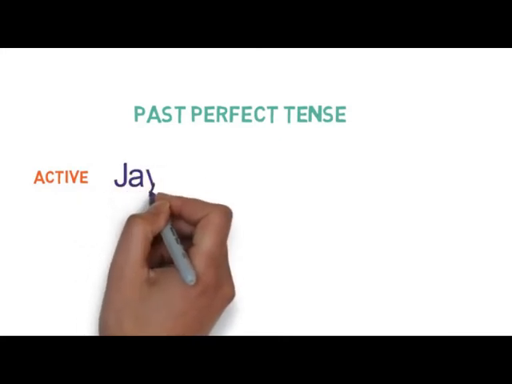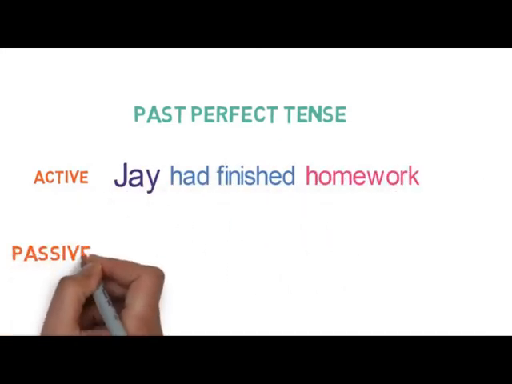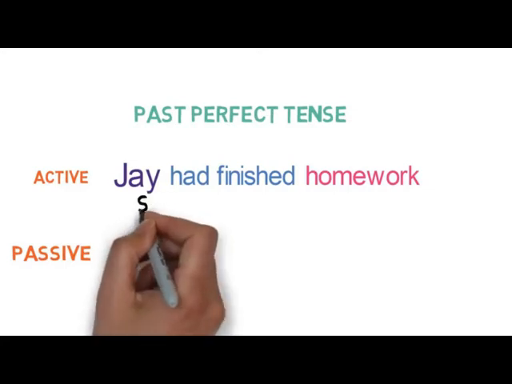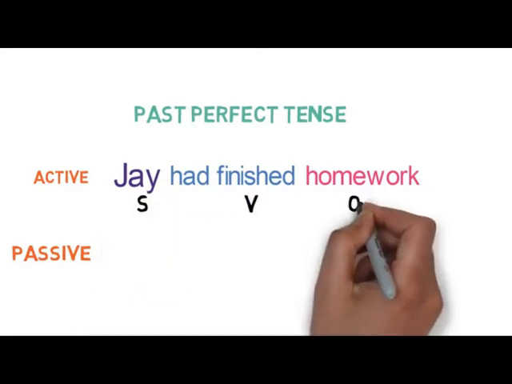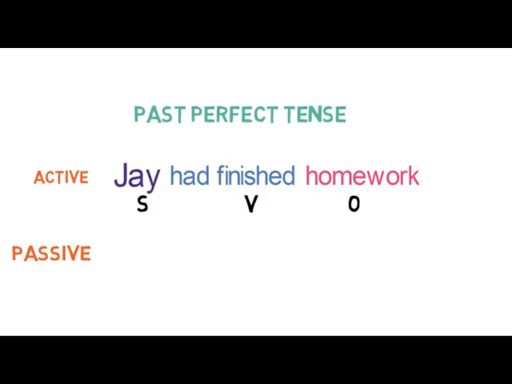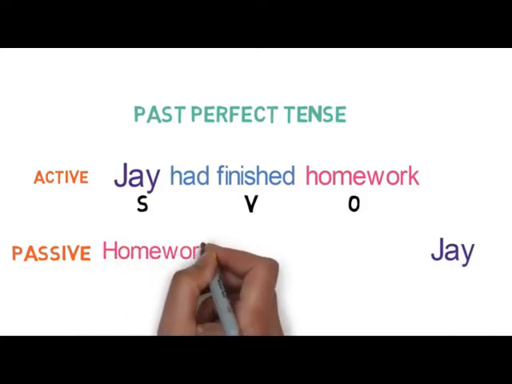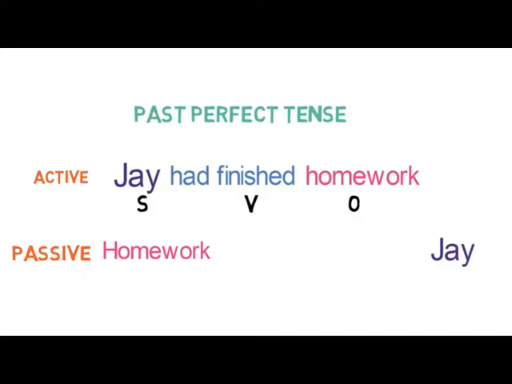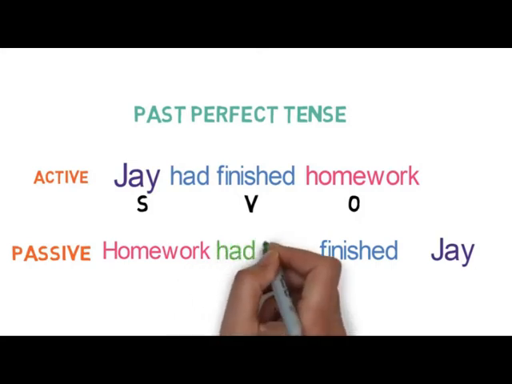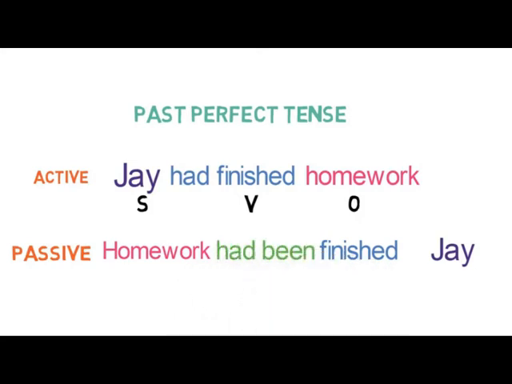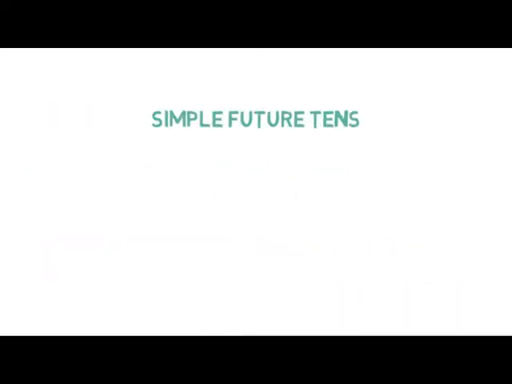Past perfect tense. Jay had finished homework. Jay is the subject. Had finished is the verb. Homework is the object. We will swap subject with object, so we will start with homework. We will finalize with Jay. We will change finished to the third conjugation. It will be finished as it is. We will also conjugate the verb to be, had been. We will add by, and the sentence will be: homework had been finished by Jay. Okay, this is the passive voice of the sentence.